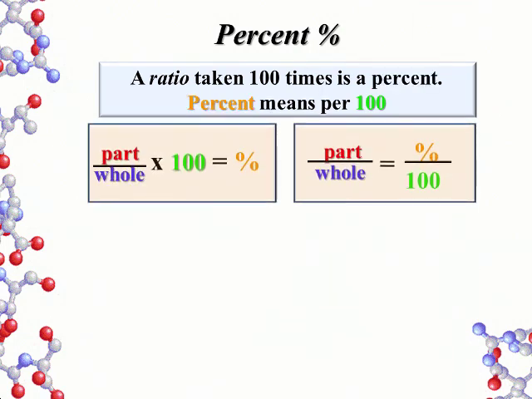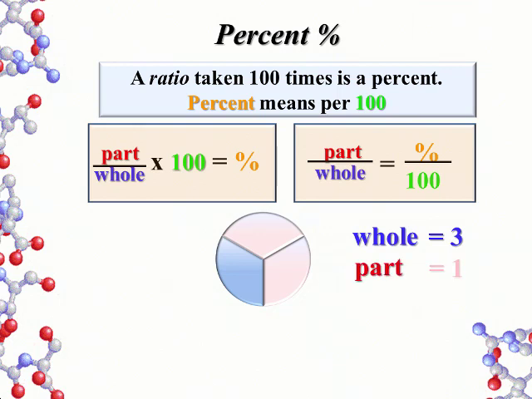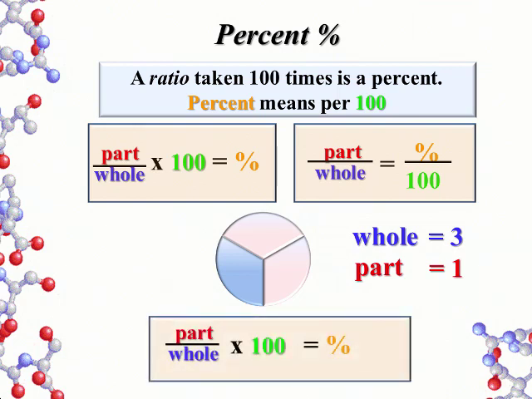As stated, the percent is based on a fraction or ratio. Consider this hypothetical pie. It is cut into 3 pieces. The whole of the pie is 3 pieces. The part, colored blue, is 1 piece. Putting these values into the percent equation, part over whole times 100 equals percent, we have 1 over 3 times 100 is equal to 33%. A third of the pie is equal to 33.3% of the pie.